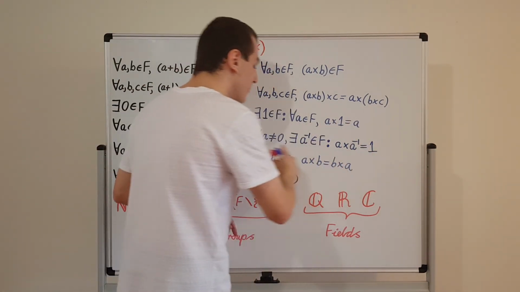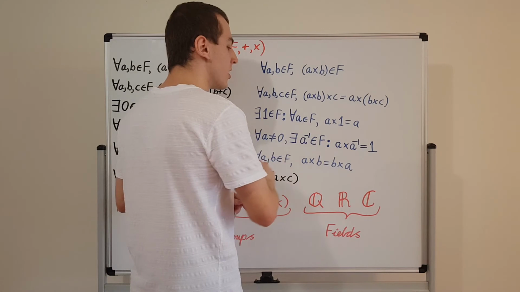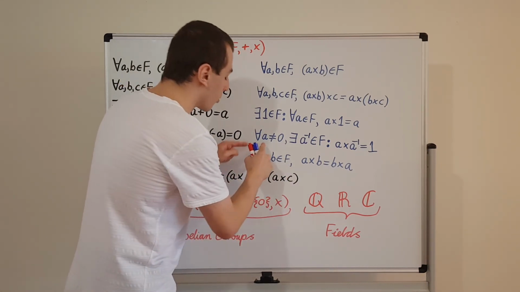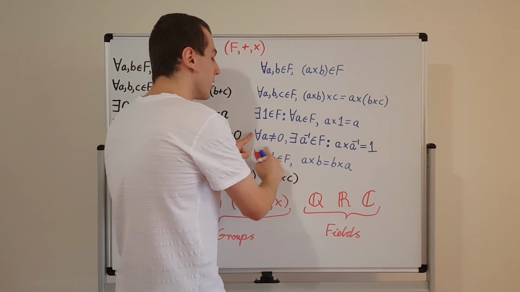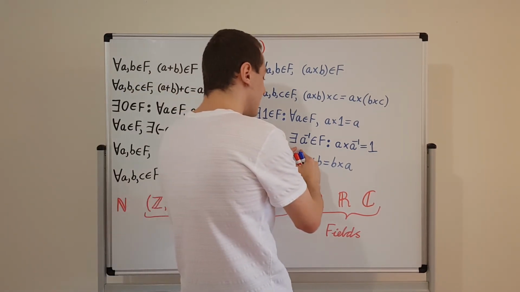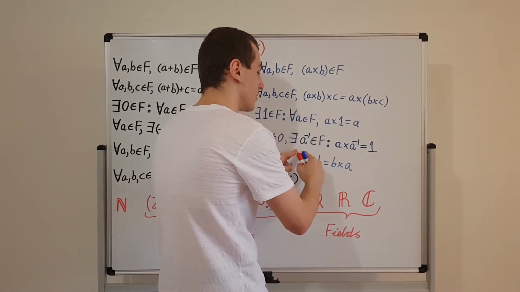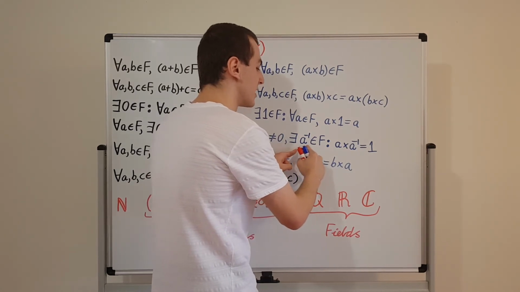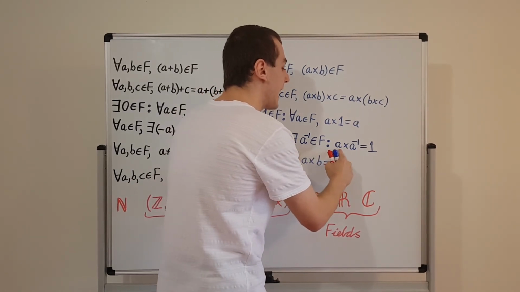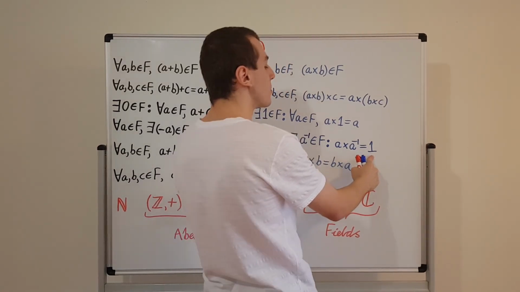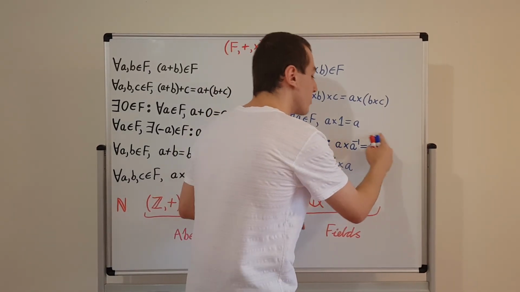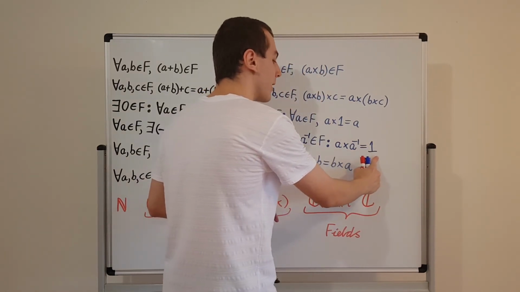Now let's have a look at this axiom. This is the existence of inverses for all non-zero elements. For all A not equal to 0, or for all non-zero elements of the field, there exists a reciprocal or a multiplicative inverse in the field such that A times the multiplicative inverse is equal to the multiplicative identity. And the multiplicative identity is denoted by 1.